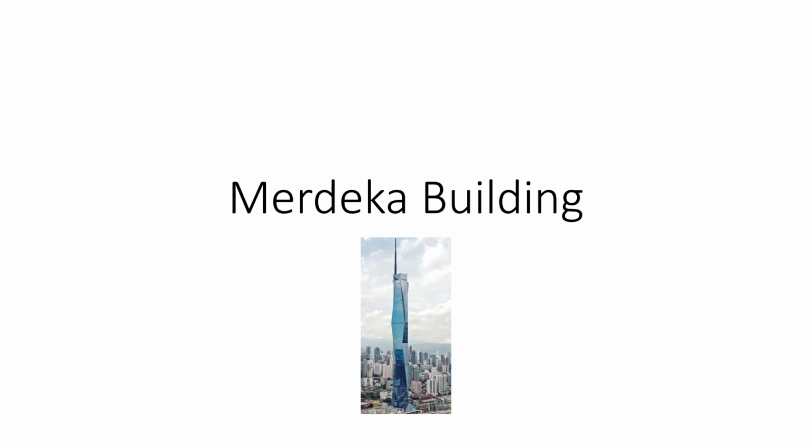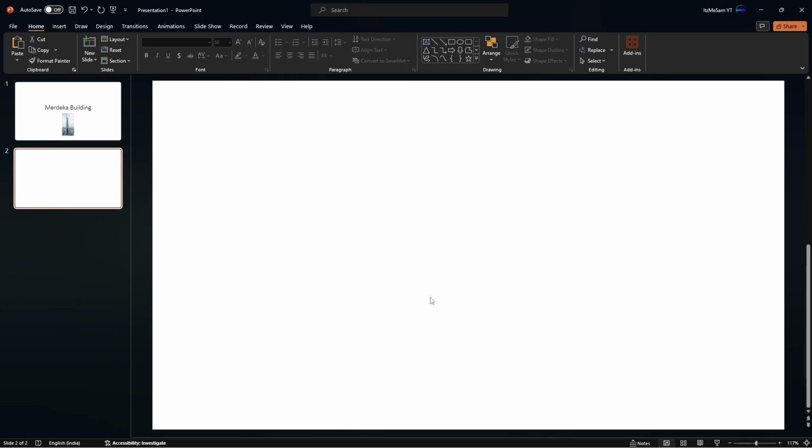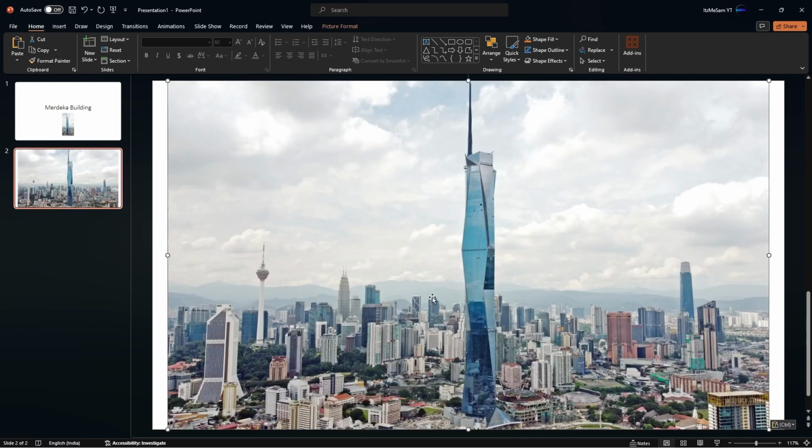So in this video, I'm going to show you how to transform this into this. So let's start off with a blank slide. Then paste your complete image and not a cropped version, and make it cover the entire slide.